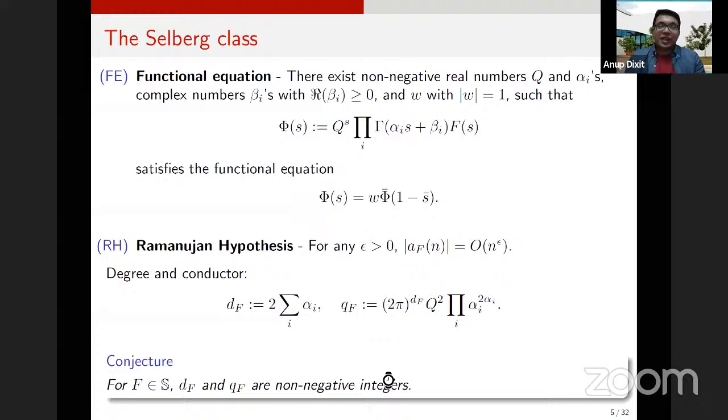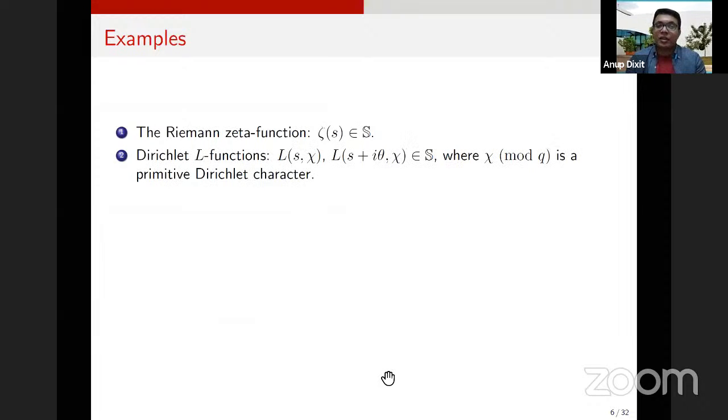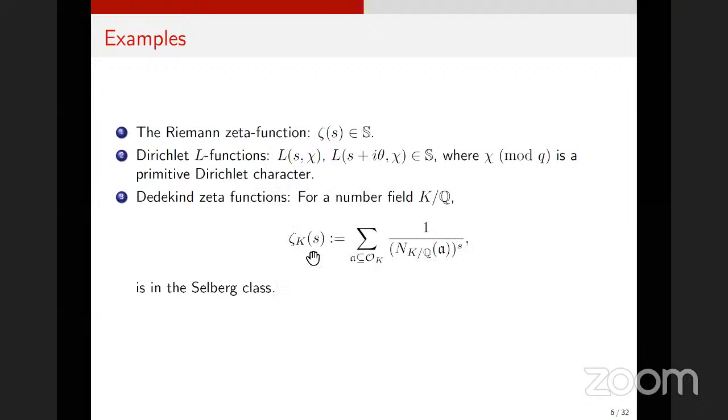Now let me give you some examples of elements in the Selberg class. Mostly all the interesting L functions that one can think of lie in the Selberg class. The Riemann zeta function lies in the Selberg class. The Dirichlet L functions, L(s, chi), or vertical shifts of these Dirichlet L functions, chi the primitive character, are elements in the Selberg class.